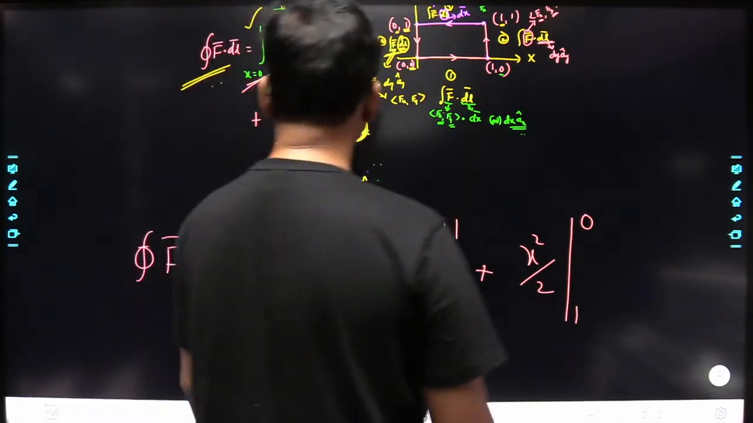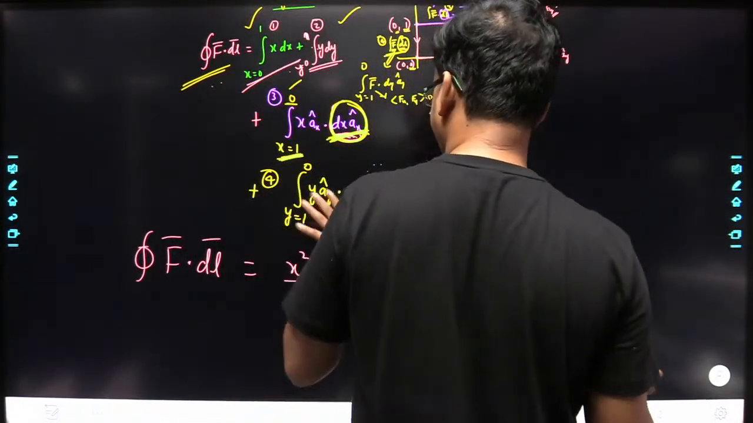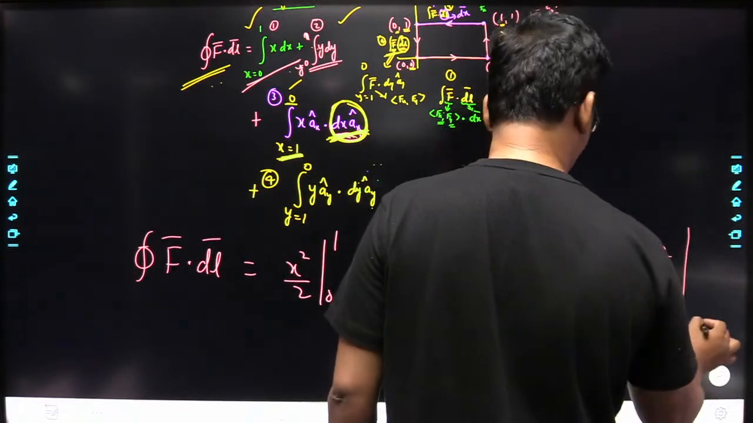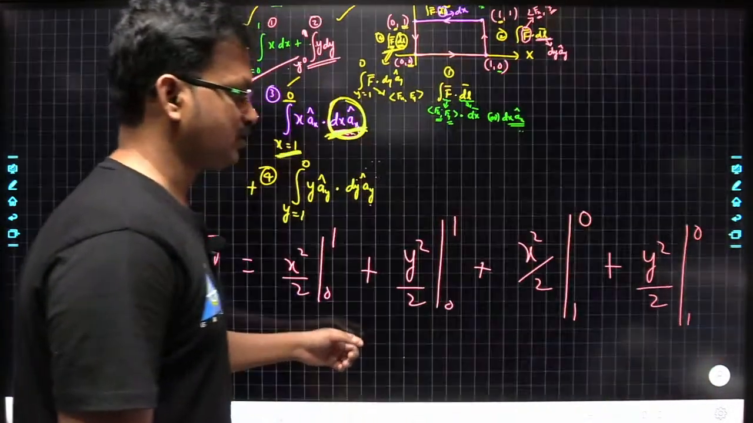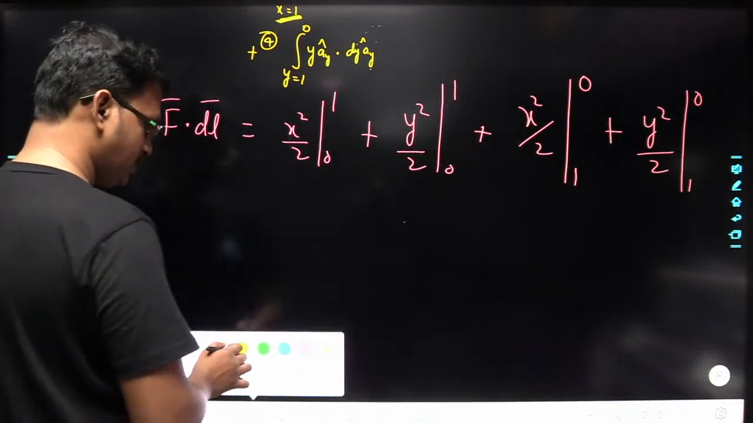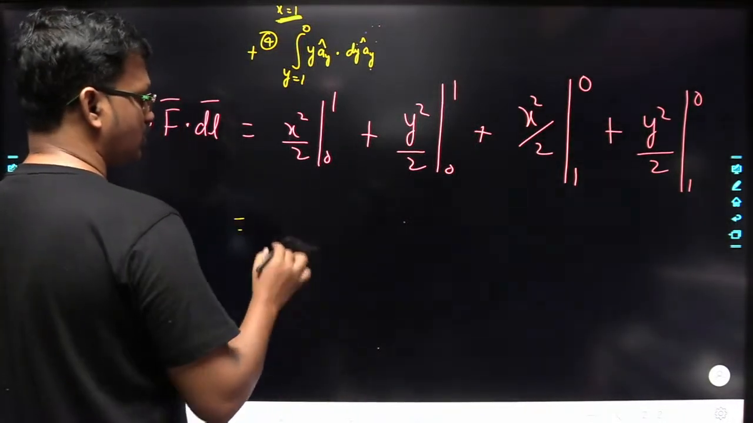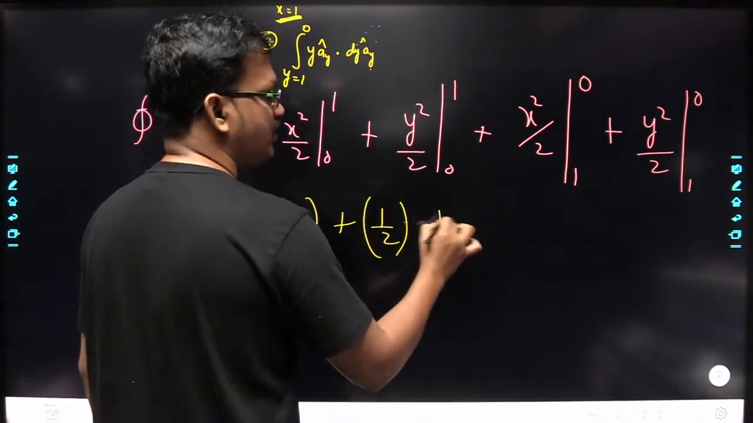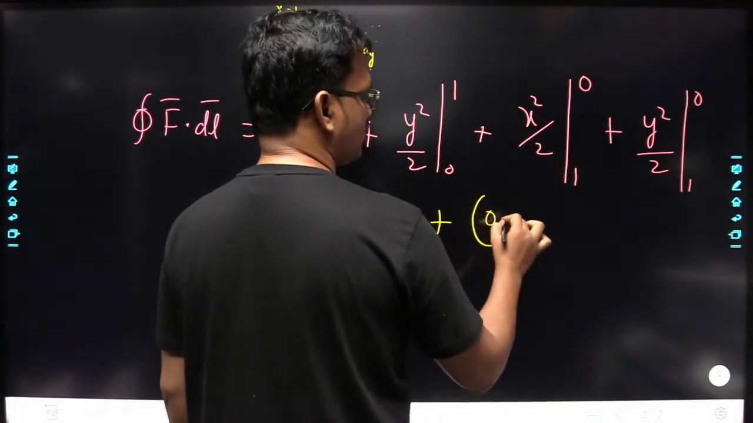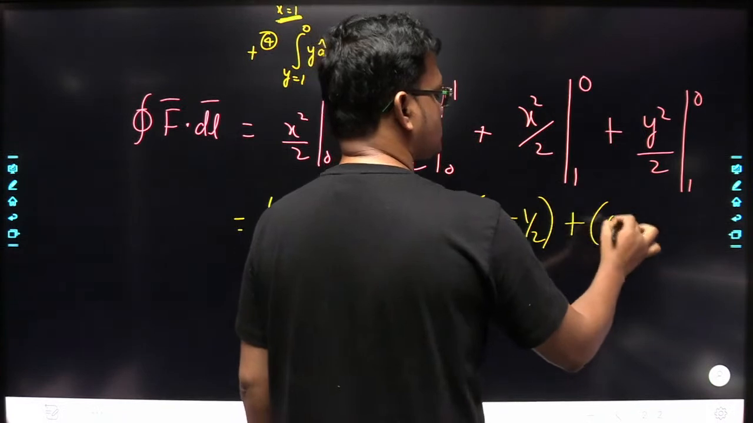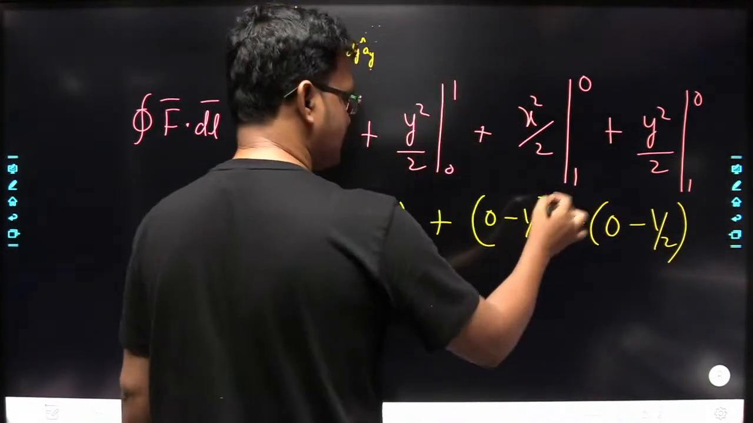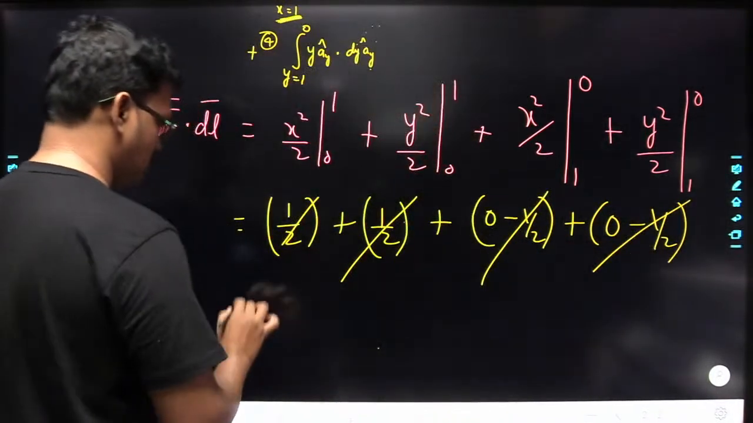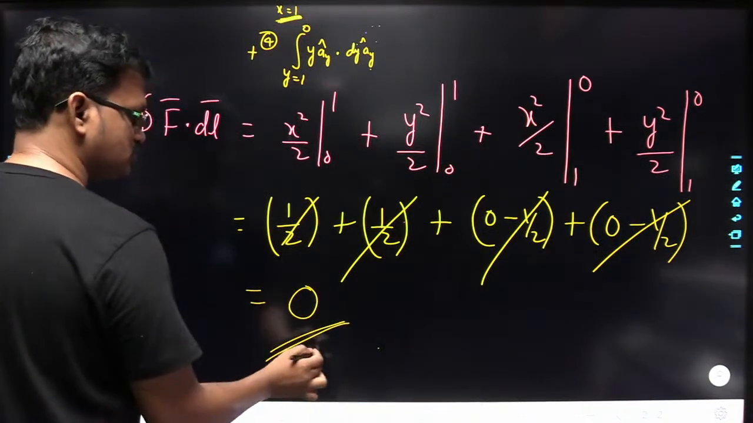Right? Okay. Next, plus integrate this one here, you are going to get y square by 2, its range is from 1 to 0. So what are you going to get? Here you will get 1 by 2, here also 1 by 2, and here 0 minus 1 by 2, and here also 0 minus 1 by 2. So minus 1 by 2, minus 1 by 2, plus 1 by 2, plus 1 by 2. Everything will get cancelled. So this is equal to 0.